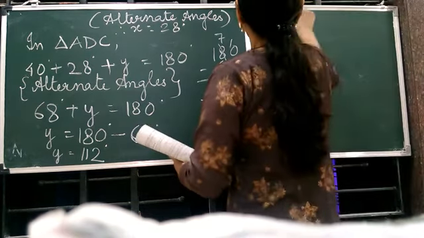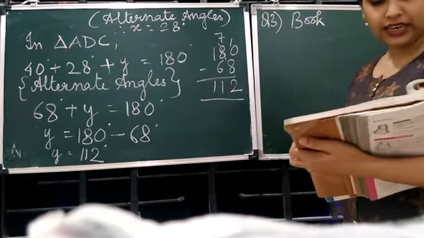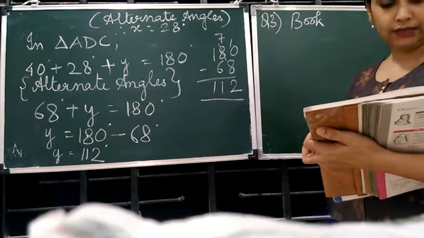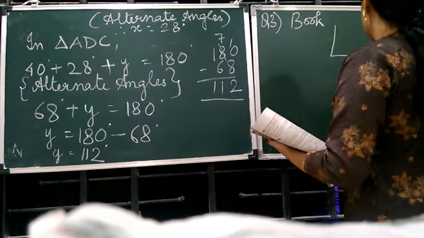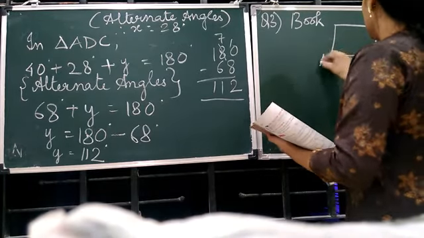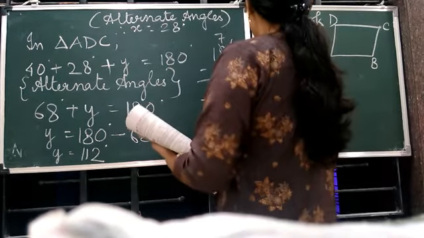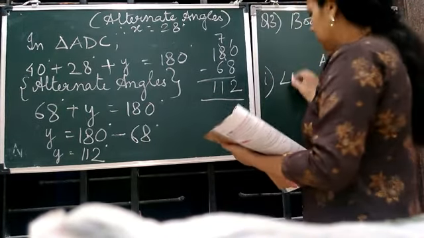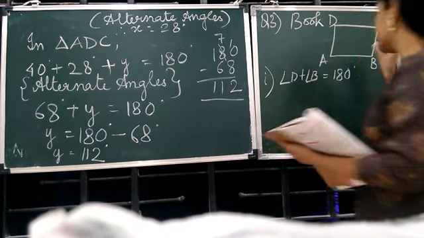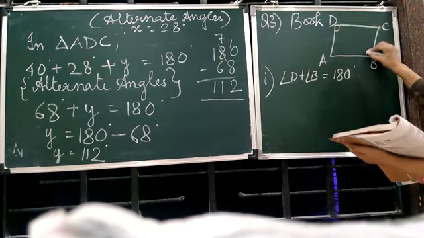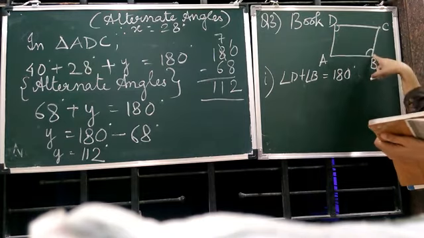Question number 3 has to be done in the book. Can a quadrilateral ABCD be a parallelogram if, so let's make a parallelogram ABCD, if, point number 1, angle D plus angle B is equal to 180 degrees?